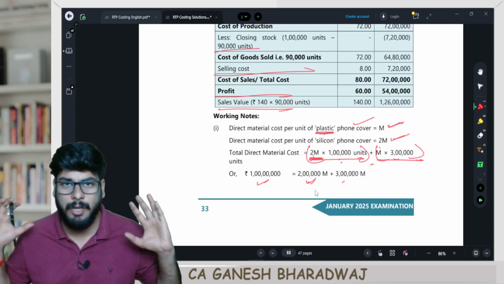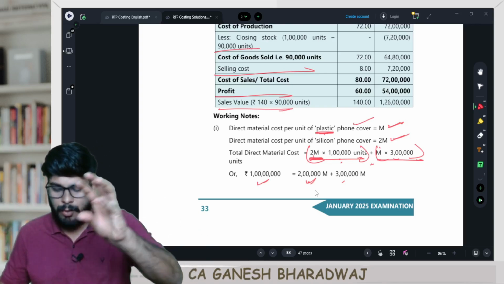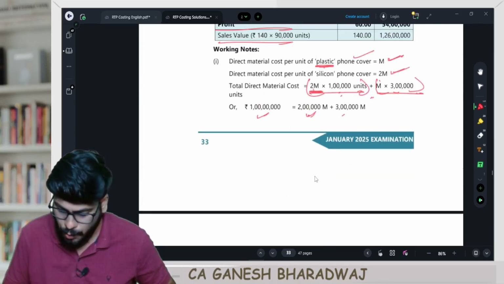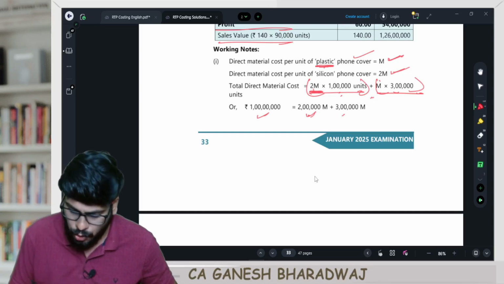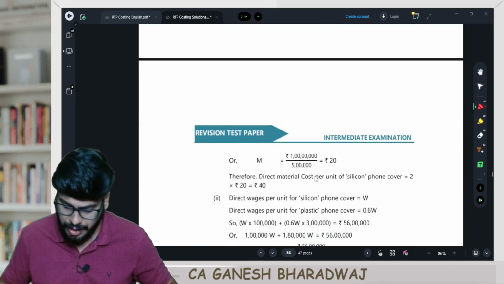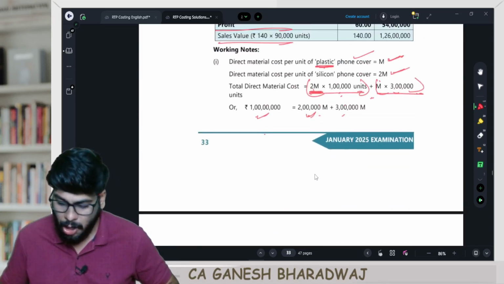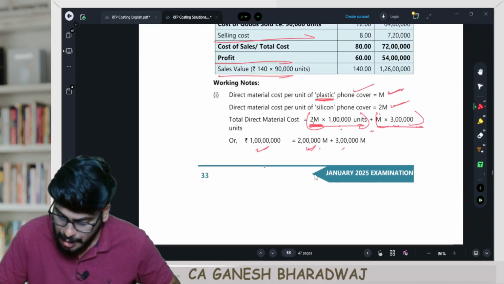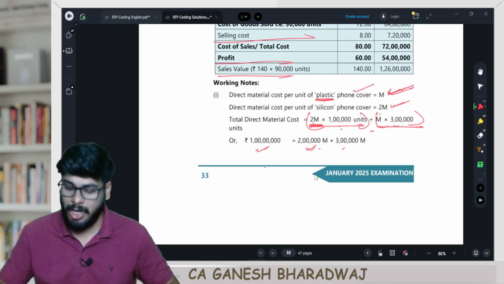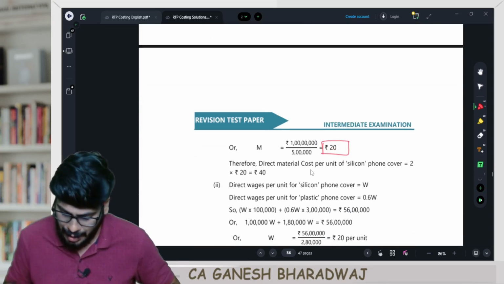Now we have framed an equation, and with this, we can calculate the M value. 1 crore is equal to 2 lakh M plus 3 lakh M, which is 5 lakh M. So M is equal to 1 crore divided by 2 plus 3, 5 lakhs. 1 crore divided by 5 lakhs, so M is going to be 20 rupees. In other words, the direct material cost per unit of plastic phone cover is 20 rupees. So the direct material cost per unit of silicon phone cover is 2M, that's 40 rupees. Are you clear with this?